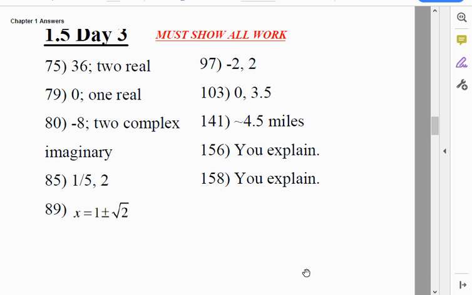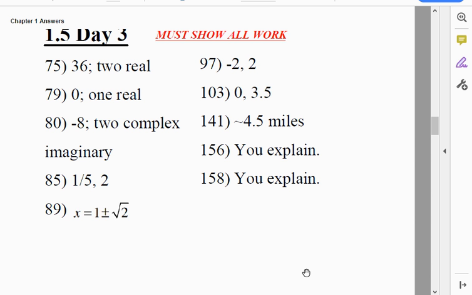Question 80, the discriminant was negative, which means if you were trying to do the quadratic formula, you'd be needing to take the square root of a negative number. In prior math classes, you would have said there are no real solutions, but now we learned about how complex numbers can be used, so we would say that they're two complex or imaginary solutions.